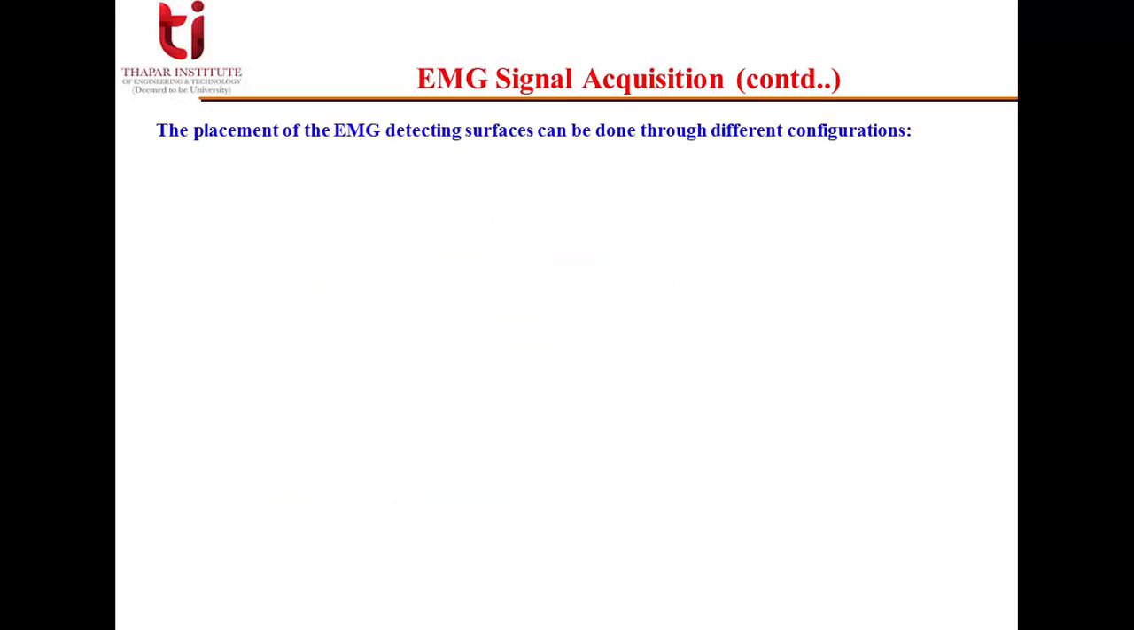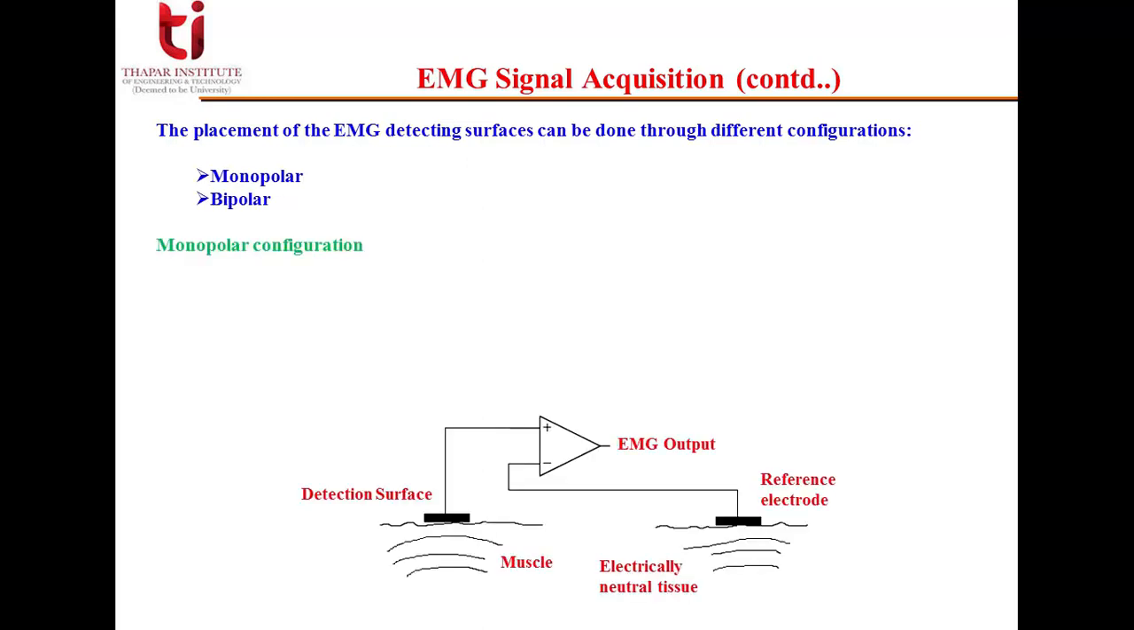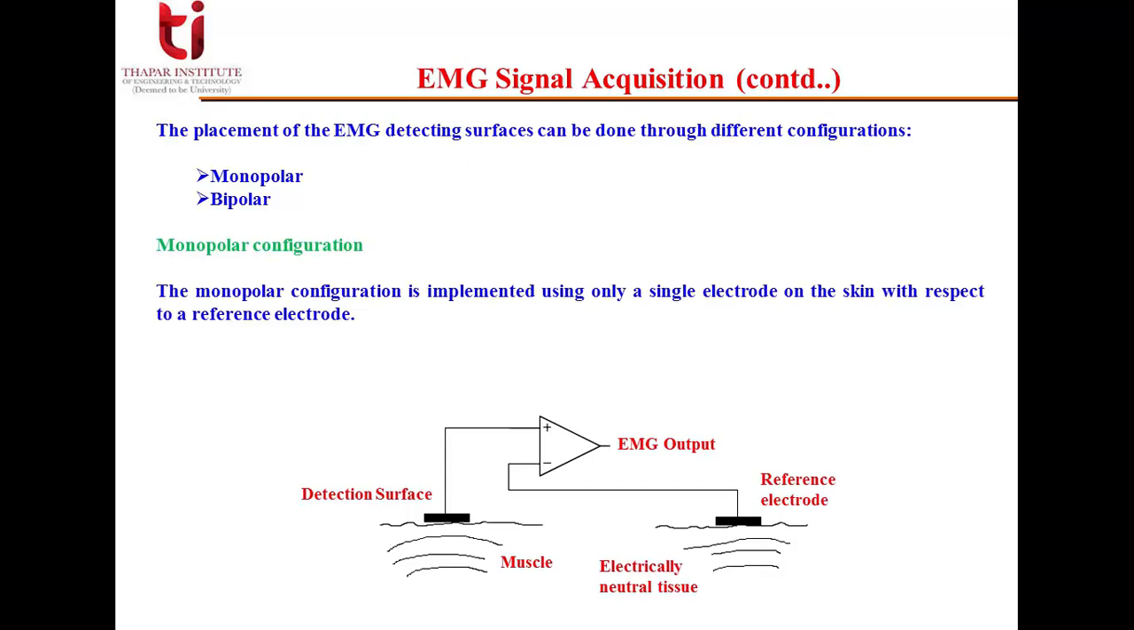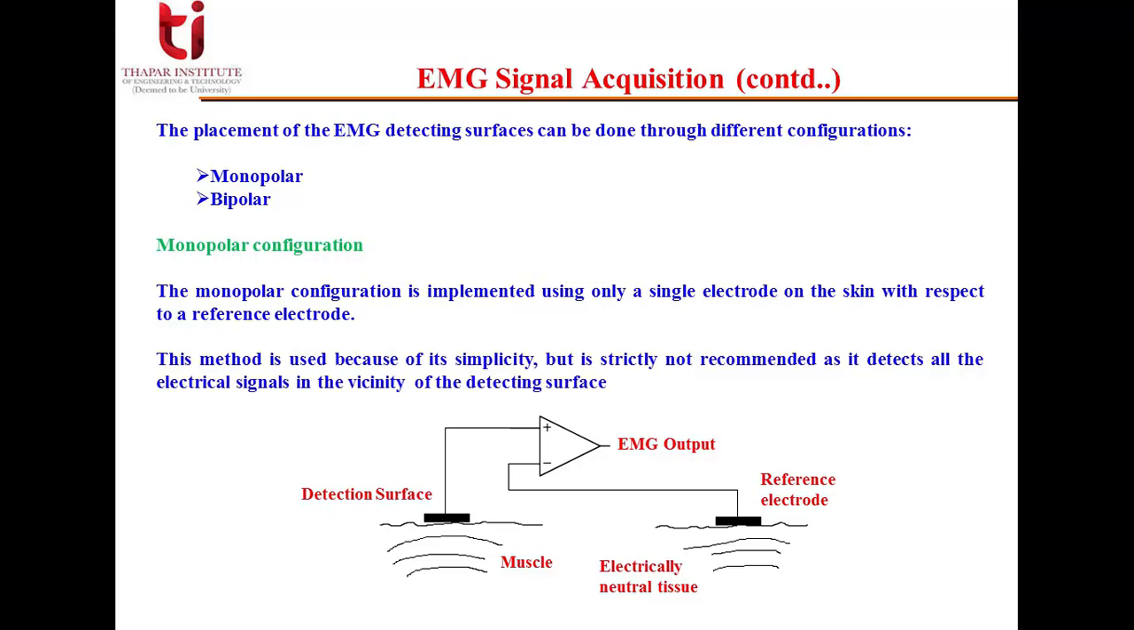Now further, displacement of the EMG detecting surfaces can be done in different configurations, as I mentioned, the monopolar and bipolar configuration. Monopolar configuration is implemented using only a single electrode on the skin with respect to a reference electrode. This method is used because of its simplicity, but is strictly not recommended as it detects all the electrical signals in the vicinity of the detecting surface.